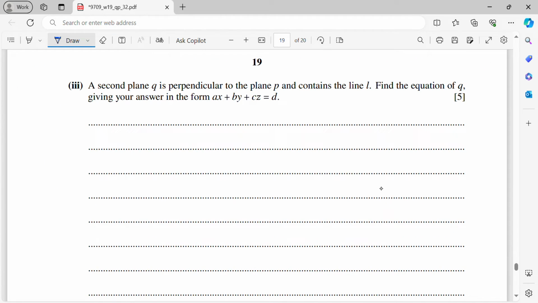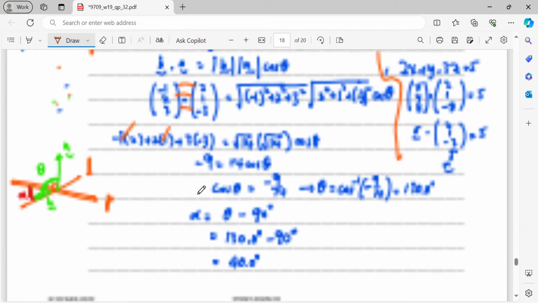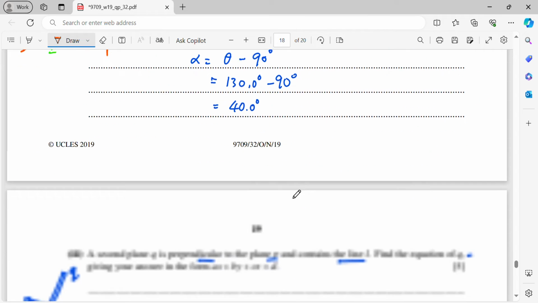Now a second plane Q is perpendicular to the plane P and contains the line L. Find the equation of Q, giving your answer in the form Ax plus By plus Cz equals D. Okay, so for this case, let's say now you are given this is the P. Perpendicular to P means this is your Q. And in this Q you have L. Let's say this is the L. Because we have proven from the previous question, the L is in this direction.